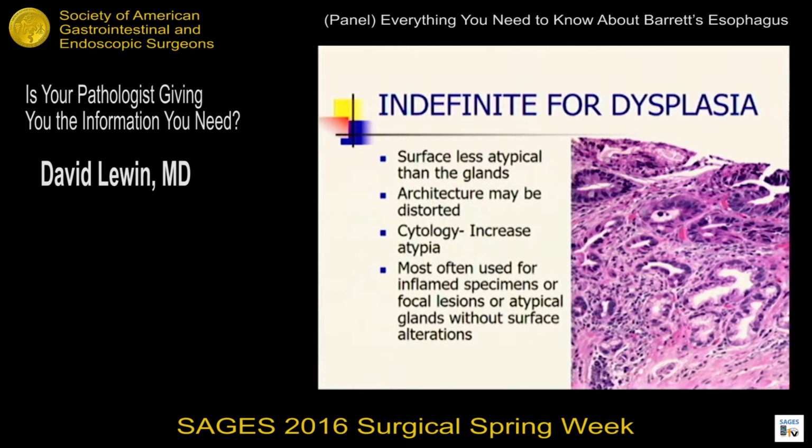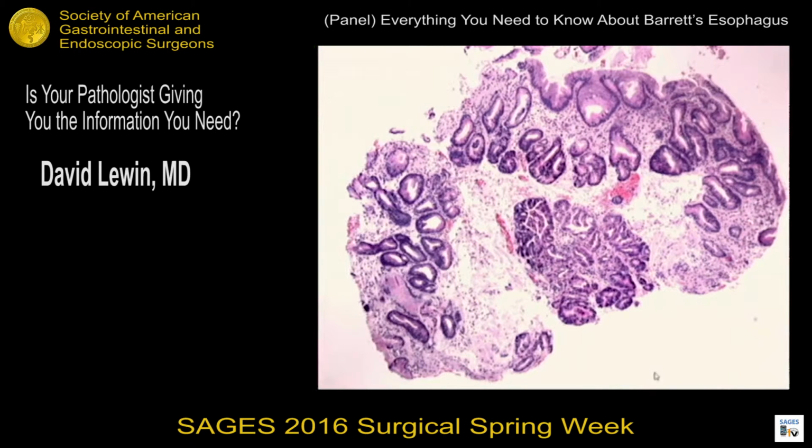And then again, this comparison of the surface to the deeper glands. Here the surface glands look okay. The deeper glands start to have some distortion in architecture and rather nasty looking nuclei. Some of these indefinite ones are ones where the potential to call this high-grade dysplasia is possible. Here's another one where the surface epithelium is basically normal, or Barrett, but these glands down deep have features that almost look like high-grade dysplasia.